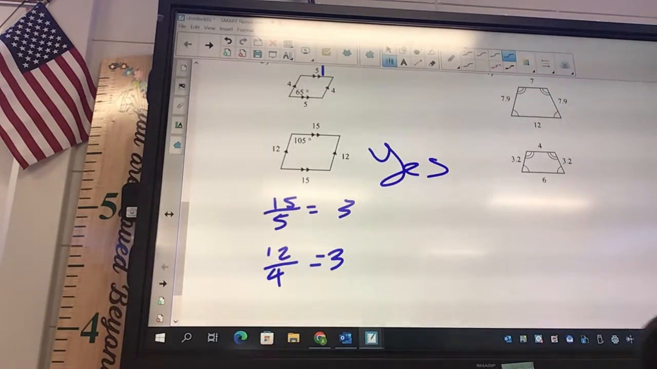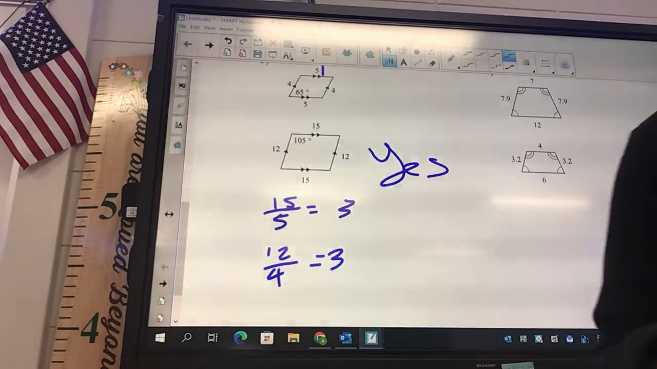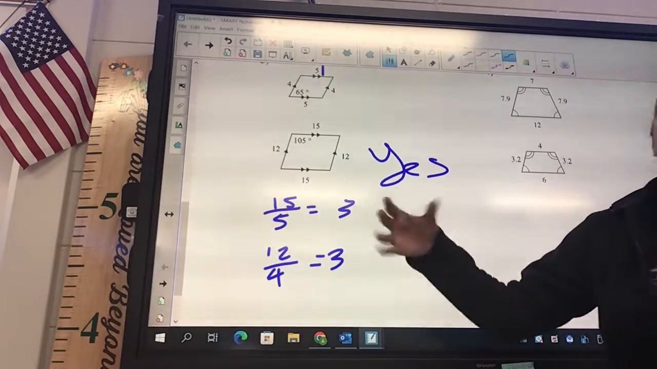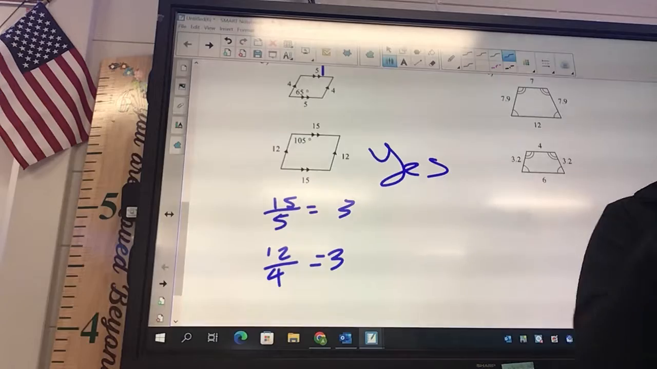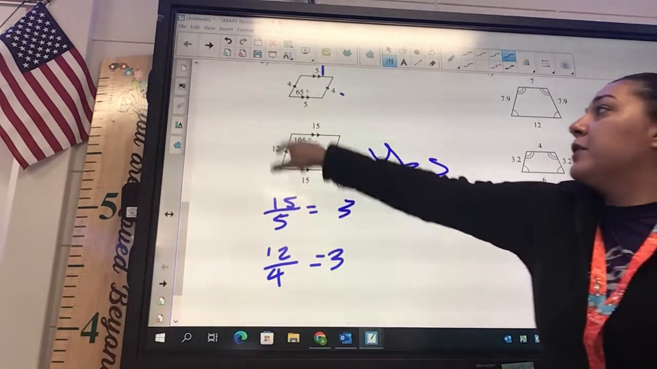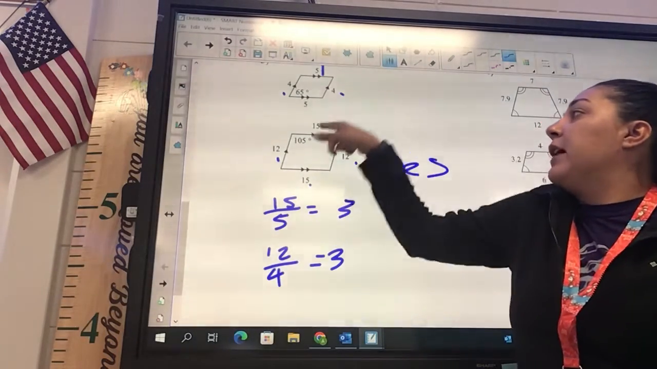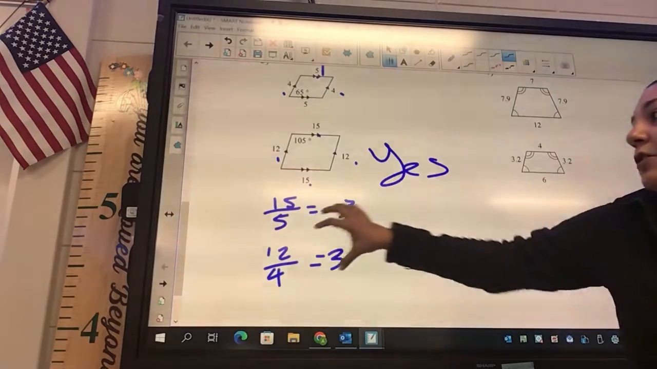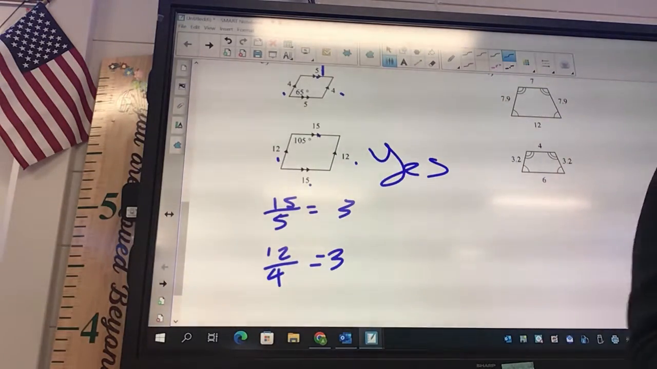So you just picked any 5, right? You have to check all the sides, until they either all match or they're not. But this is 12 over 4 and this is 12 over 4. This is 15 over 5 and this is 15 over 5. So as long as the two ratios are the same, then you should be good.